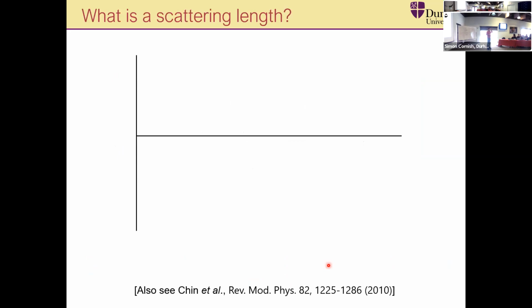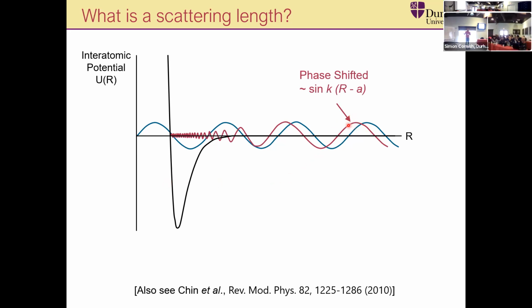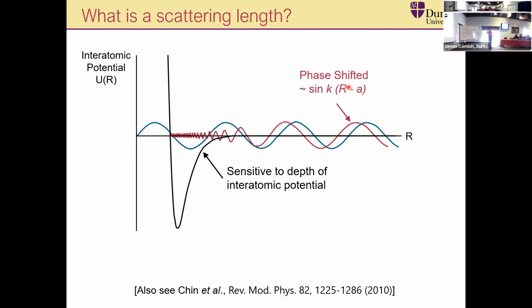So this is my cartoon explanation of what a scattering rate is. Here's my atom. It's ultracold, so I think of it as a wave, and then I put another atom at the origin, and I get this interatomic potential. The wave function of this atom has to adjust and it scatters off this potential, and it looks something like this. The point is that here it just looks like it's been phase shifted. I can parameterize this in terms of this parameter a, which we call the scattering length. It's related to the phase shift due to the scattering off this potential, and it's sensitive to the depth of this potential.